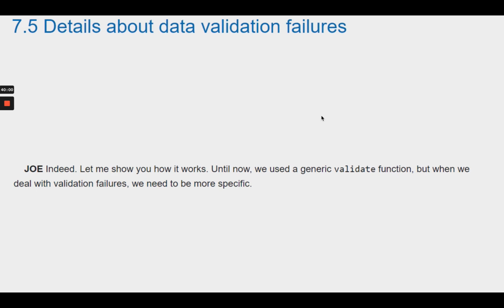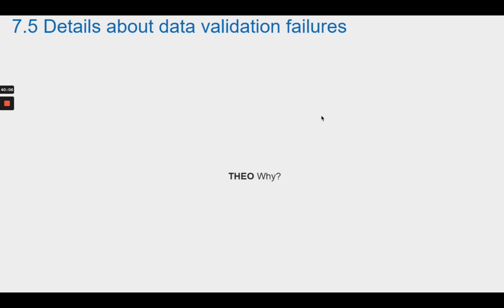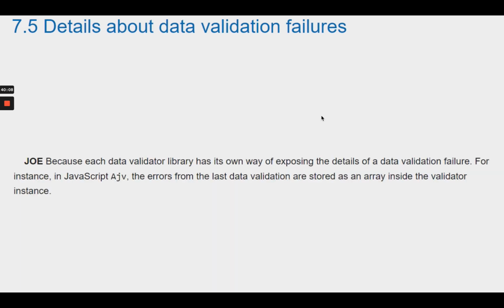Until now, we used a generic validate function, but when we deal with validation failures, we need to be more specific. Theo: Why? Joe: Because each data validator library has its own way of exposing the details of a data validation failure. For instance, in JavaScript AJV, the errors from the last data validation are stored as an array inside the validator instance.